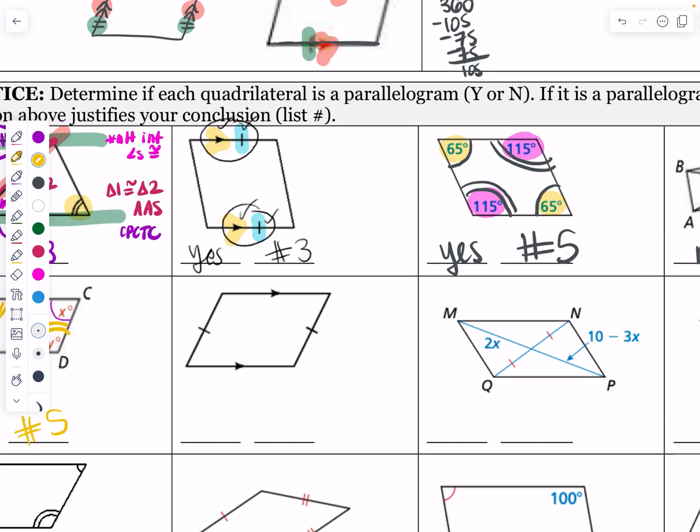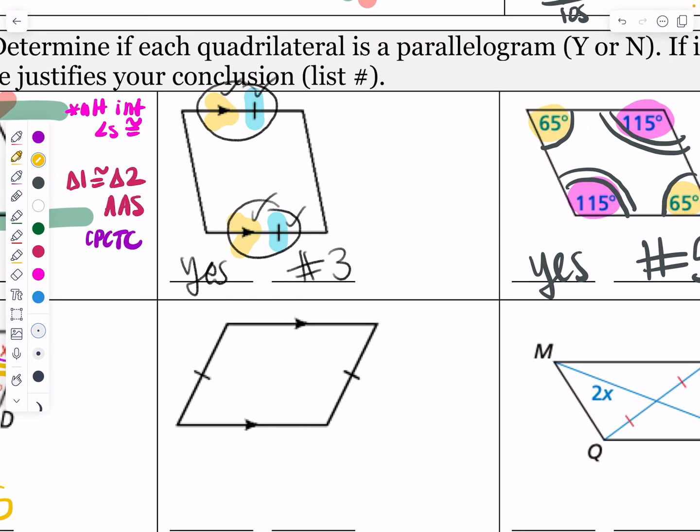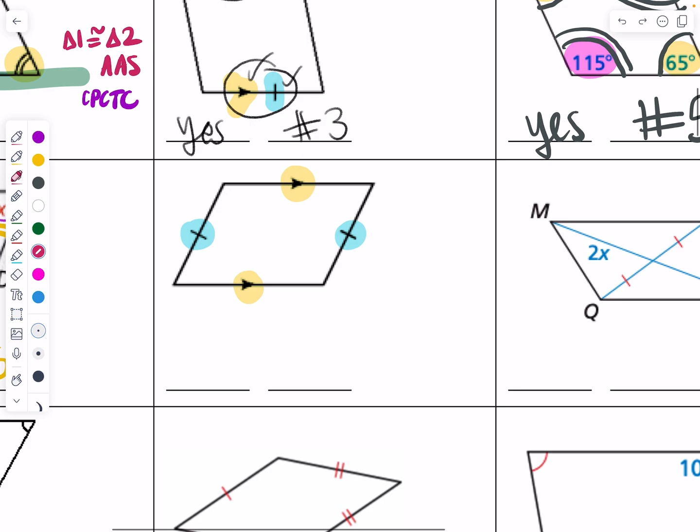All right, you can see why I put this one under this one. We have something that's almost identical. We've got a set that is parallel, and then we've got a set of opposite sides that are congruent. But notice that those are not happening on the same set like they were before. And so this has to be a no.